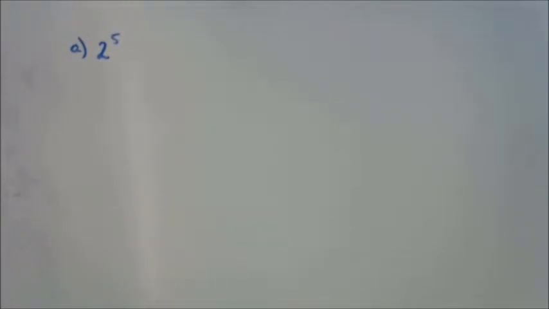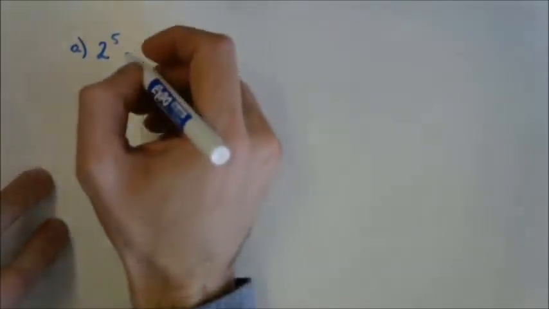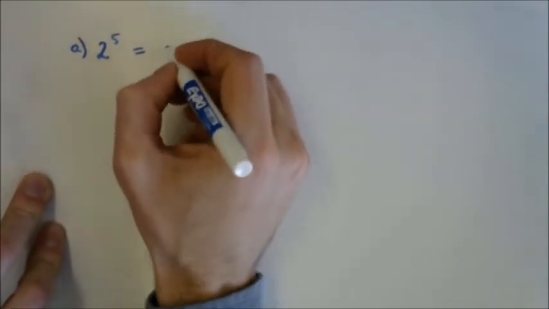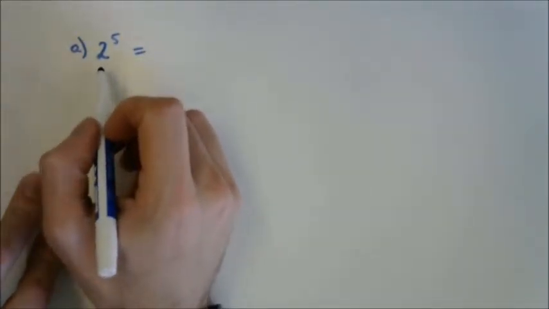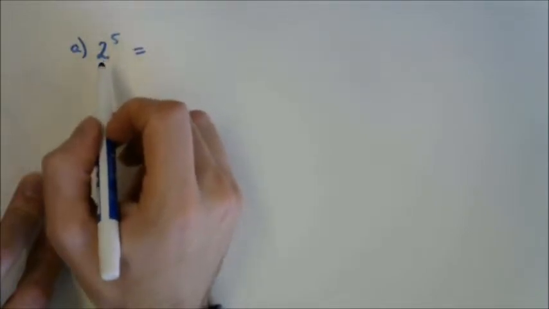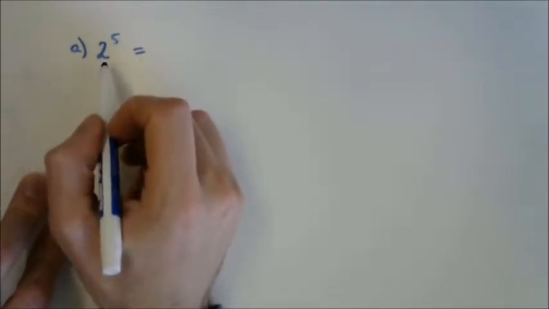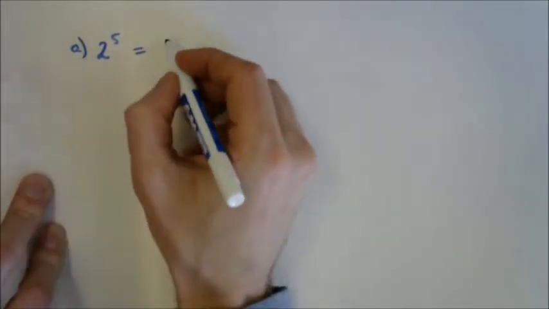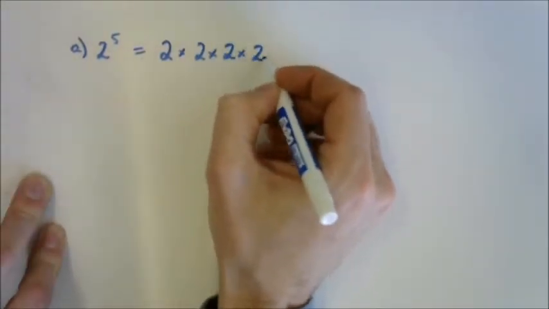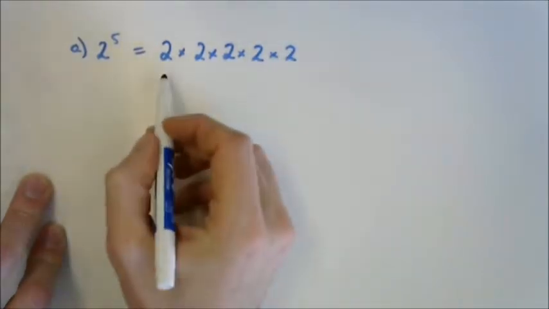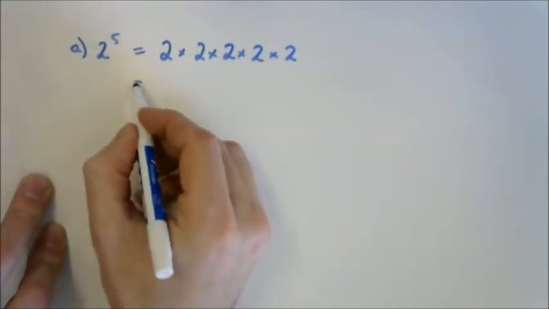I know that's tricky. So you're given 2 to the power of 5. Well, in expanded form, what's the base and what's the exponent? 2 is the base, 5 is the exponent. So 2 is our repeated factor, and 5 is how many factors there are. So we have 2 times 2 times 2 times 2 times 2. We have 2 multiplied by itself 5 times.